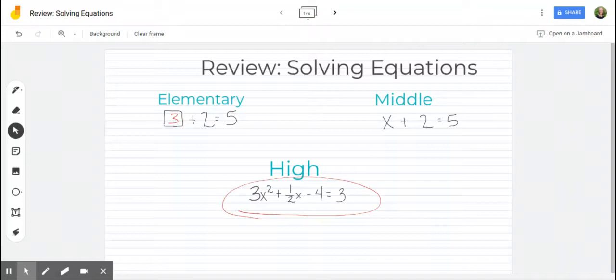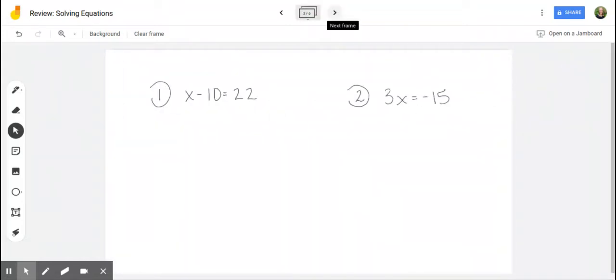Okay, so let's actually get into some problems and I'll explain it as we go. Okay, so on number 1, I can see that I don't have my variable by itself. I want to know what X is, which means I have to isolate the X. I have to get it by itself. So that means everything that is on the same side as the X has to go away. Okay, so in order to get the X by itself, I have to get rid of everything else on the same side of it. So I see that it has a minus 10 because it's X minus 10.